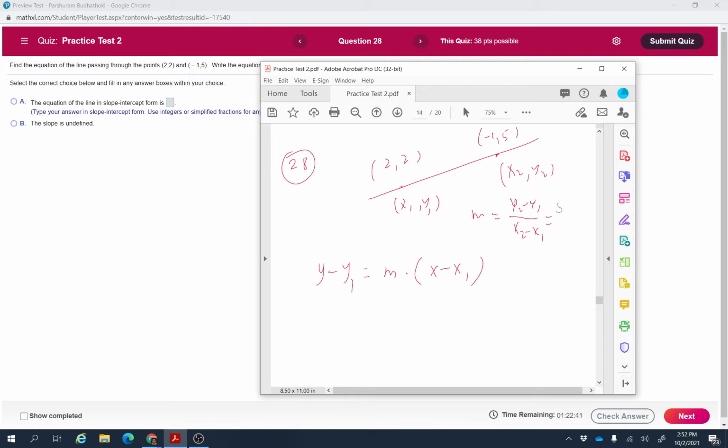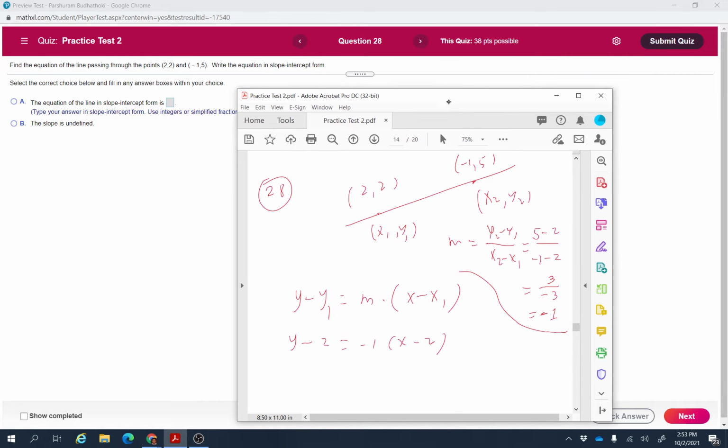So y2 would be 5 minus 2, over x2 which is negative 1 minus 2, that is 3 over negative 3, which is eventually negative 1. So the slope of this line is negative 1. We already have the values of x1 and y1, so I'm going to plug those values here. Y minus 2 equals negative 1 times x minus 2.